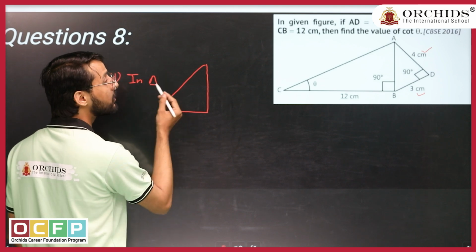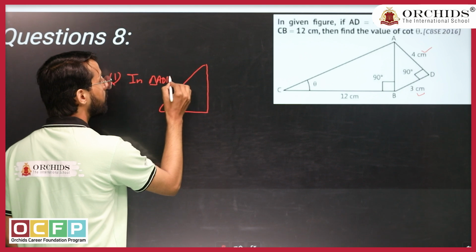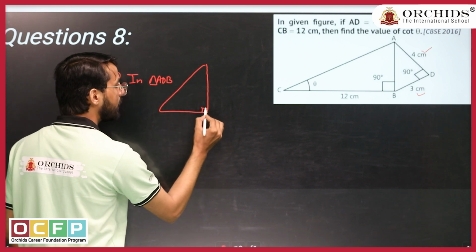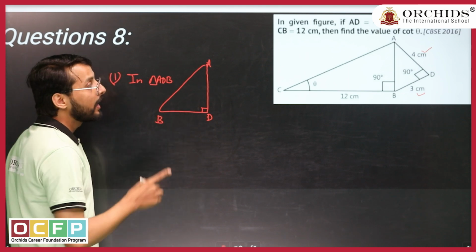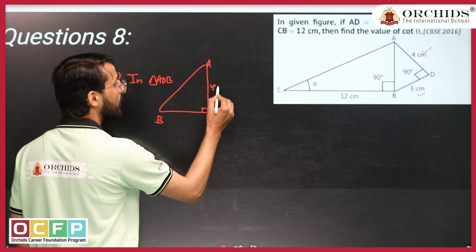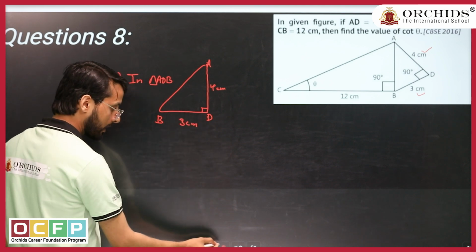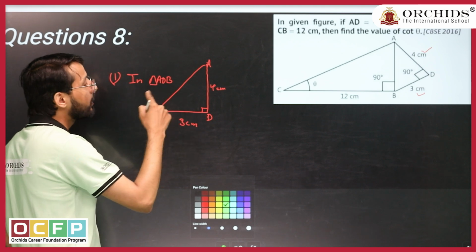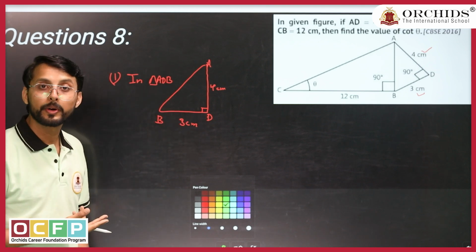This is a triangle. Which triangle am I talking about? A, D and B. D is at 90 degrees, so I am keeping D here, A here and B here. A to D length they have given as 4 centimeter and B to D length they have given as 3 centimeter. What can be the value of AB? Think what we should apply. Should we apply any trigonometrical identities?